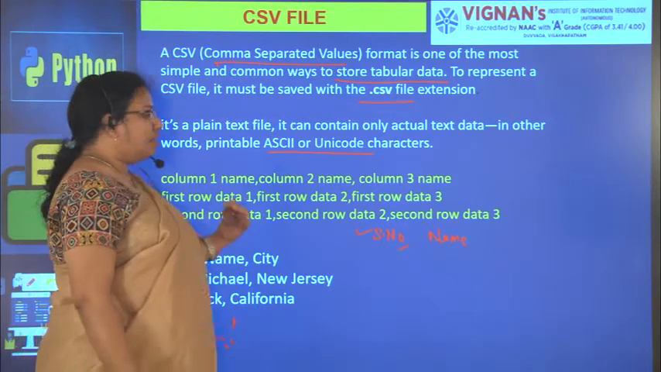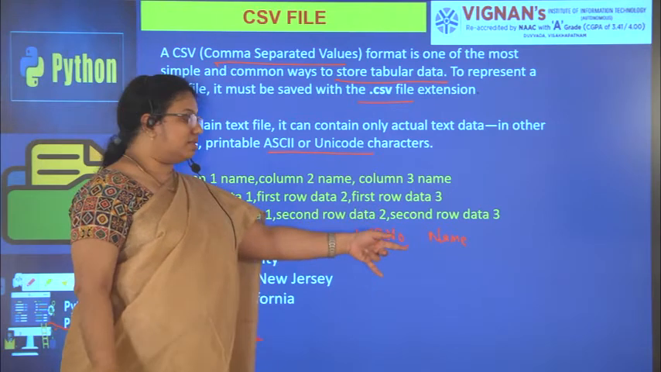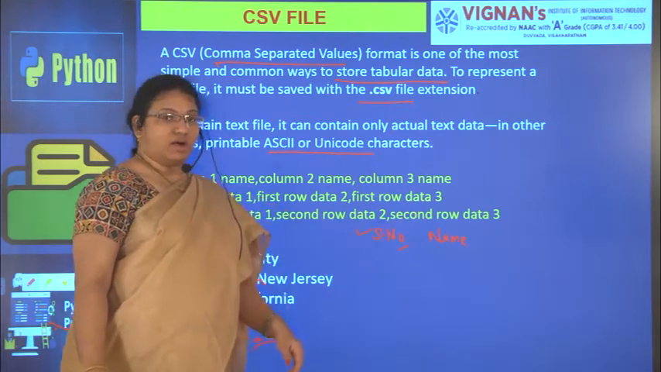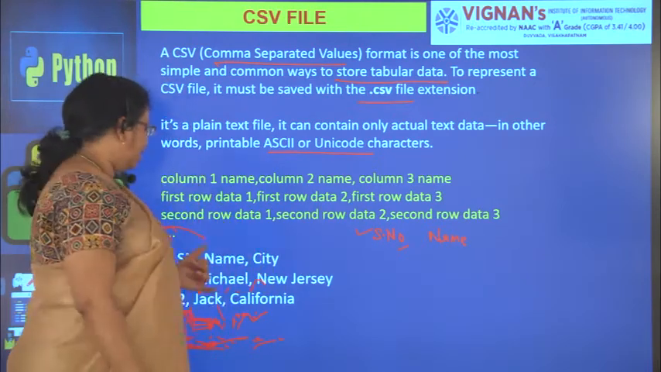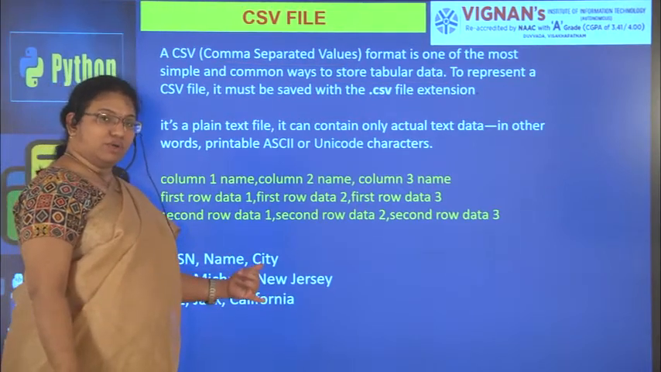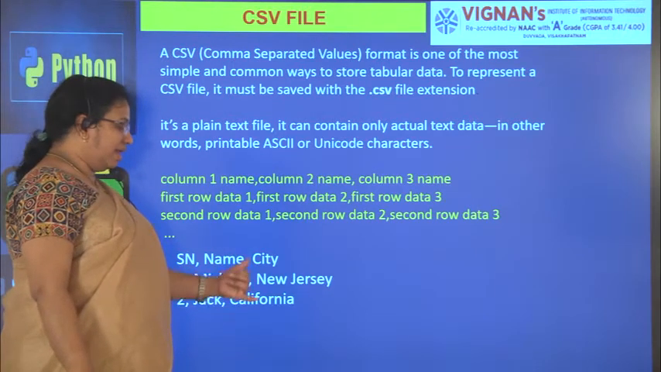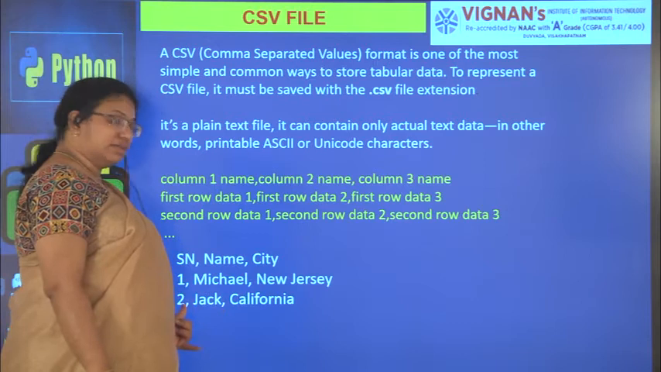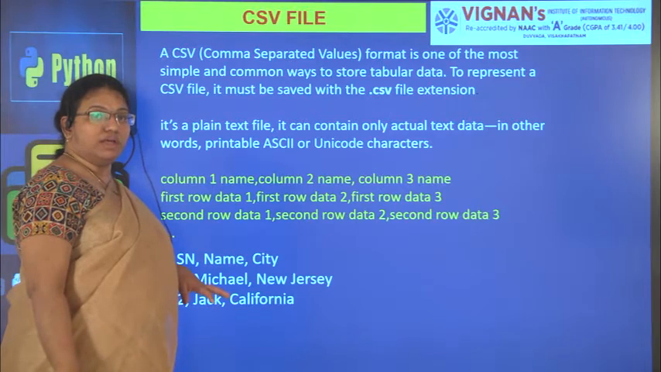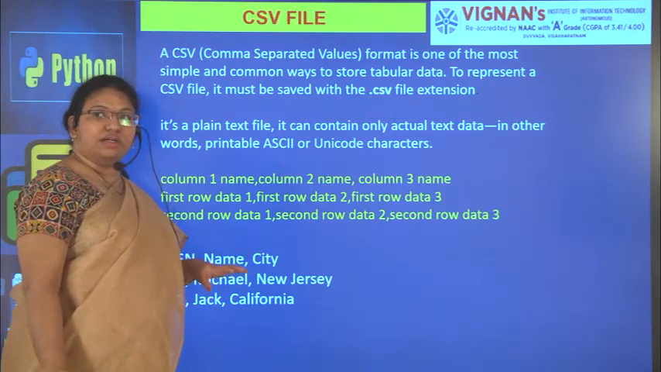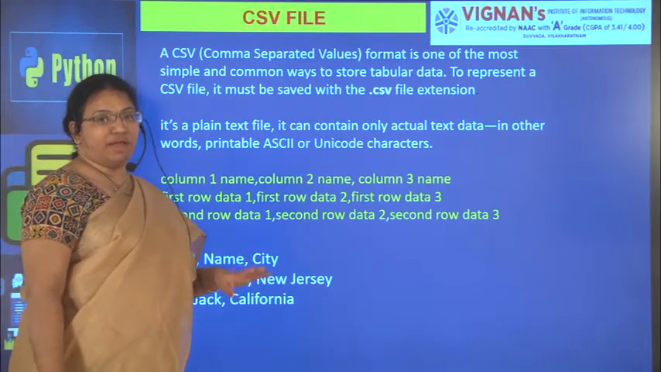Okay. Next, the following row indicates the data corresponding to those columns. The first data element is the data of the first column, and the next data element represents the data of the second column. Like that we will be representing the data in this CSV file. See here, serial number, name, city I want to store. The first value is 1, the name is Michael, and the city is New Jersey. In the second row, the number is 2, the name is Jack and he is living in California. These are the details I want to store here, and all these details are going to be separated with commas. Okay, that is about your CSV file.